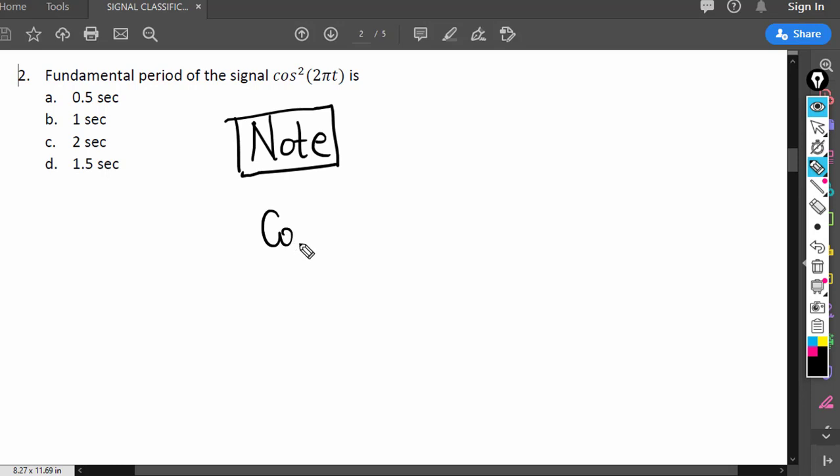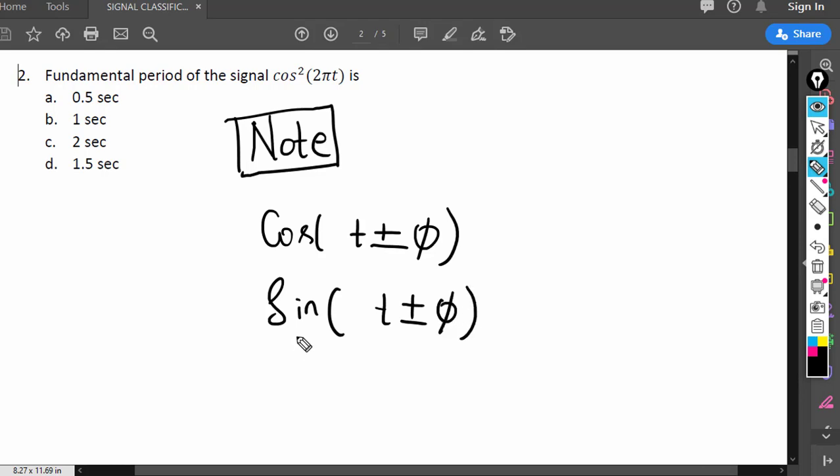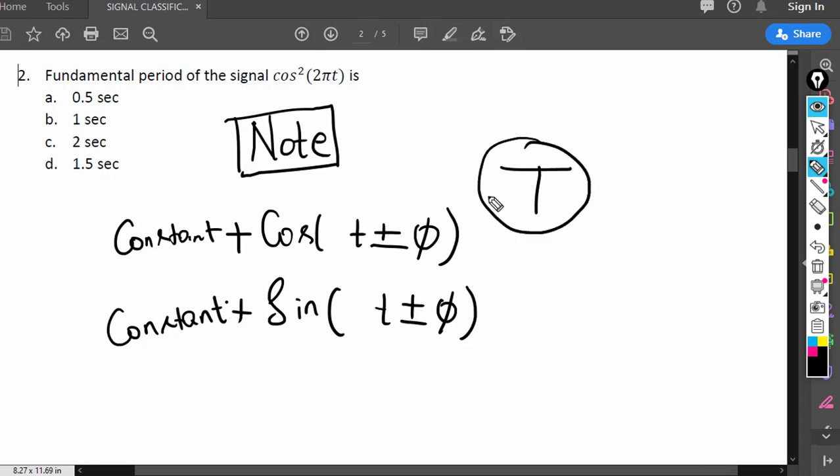If you have cos of some coefficient of t plus or minus some value phi, similarly, if you have sine of some coefficient times t plus or minus some constant phi, and any constant is added to this kind of signal, it has nothing to do with the fundamental period capital T. Whatever the number is, our T does not change. Don't worry what numbers you have here, the T doesn't change. It is not dependent upon these constants and it is not dependent upon the phase.